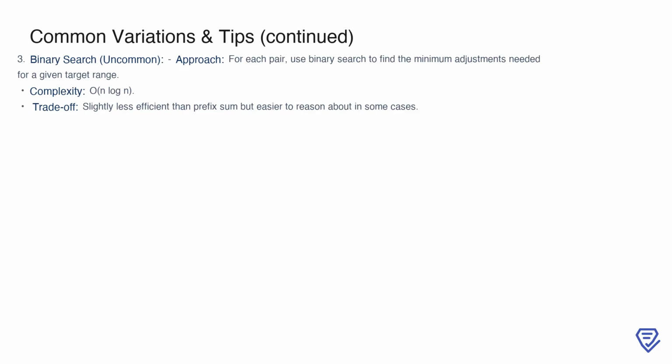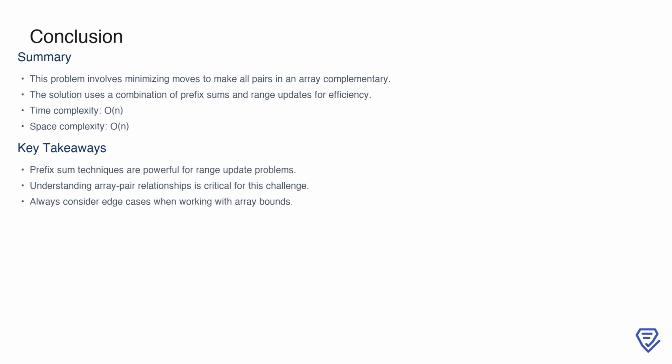By combining these strategies and adapting them to the problem constraints, you can develop a robust and efficient solution that handles both the typical cases and the tricky edge cases effectively. To wrap up, we explored how to solve LeetCode problem number 1674 by leveraging prefix sums and range updates. This approach demonstrates the importance of efficient computations in array-based problems.